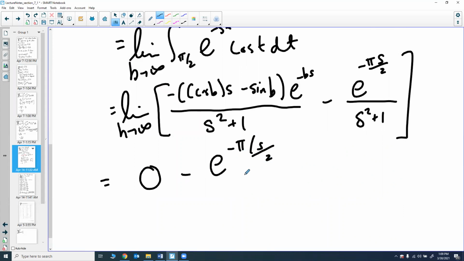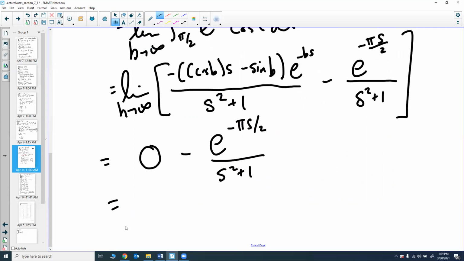And the other part, minus e to the minus pi s over 2 all over s squared plus 1, just goes to itself as b goes to infinity because it doesn't involve a b. And that means you're going to get minus e to the minus pi times s over 2 over s squared plus 1.